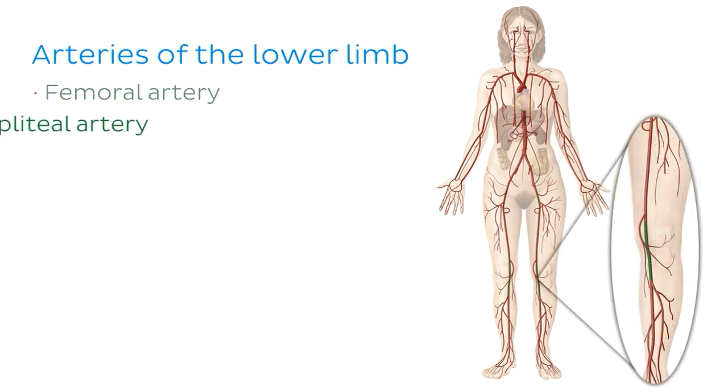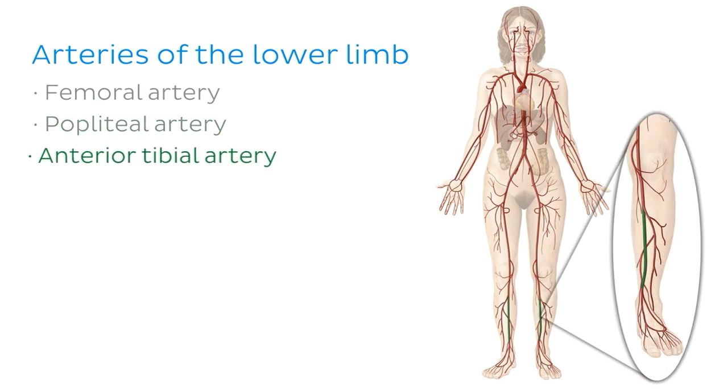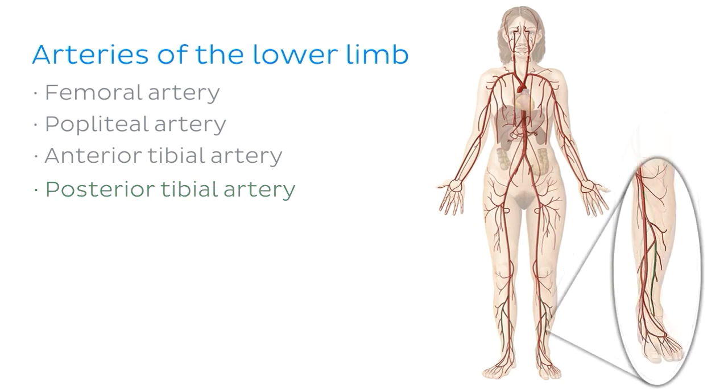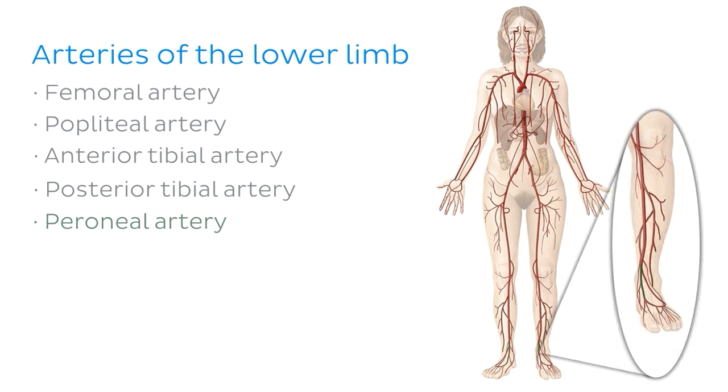We then talked about the popliteal artery, which passes through the popliteal fossa. The anterior tibial artery, as you may recall, arises from the popliteal artery, and the posterior tibial artery is the other branch that arises from the popliteal artery and supplies the posterior part of the leg. The peroneal artery is also known as the fibular artery and mainly supplies the muscles of the lateral aspect of the leg, while the dorsalis pedis artery supplies much of the foot.